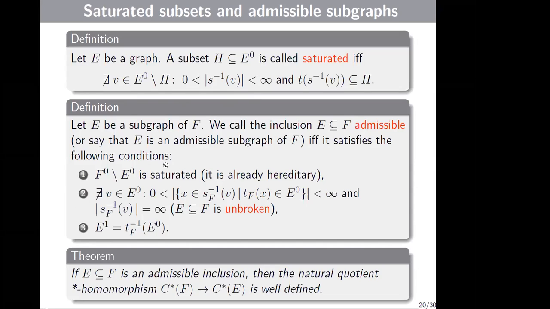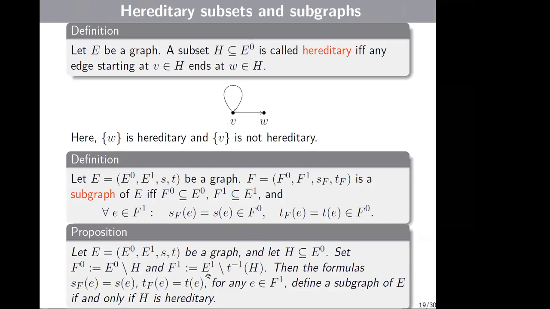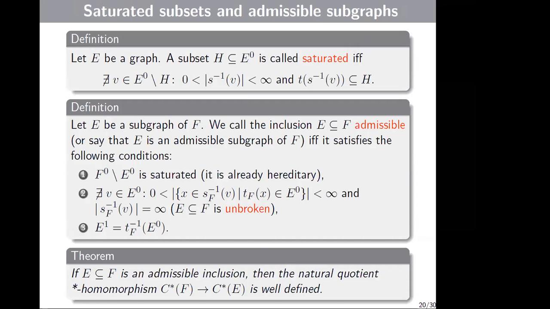So first, we must look into all vertices that we throw out, okay? So it's F0 minus E0. And we know already that this is hereditary. Why? Because E is a subgraph of F. So if you remember the previous slide, you have this proposition: hereditary property is equivalent to being a subgraph property, okay? So by this proposition, we already know that since E is a subgraph of F, then this difference set, F0 minus E0, must be hereditary. This is an H in the previous slide, okay?